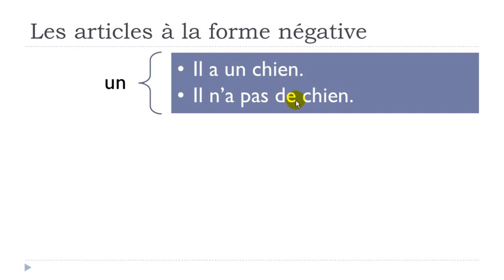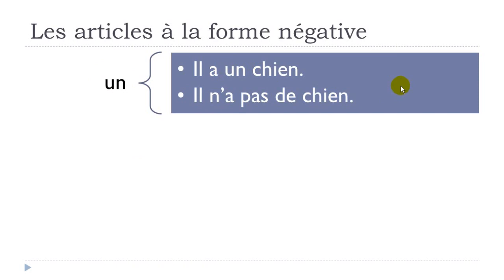All right, so that's the first thing that you've got to keep in mind if you want to use these articles, so article indéfini, and you want to put the sentence at the negative form, then un will become de. Okay, so let's see the example for the feminine form now.